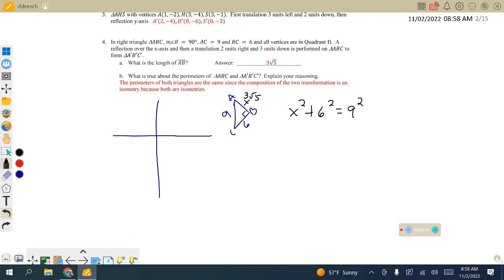And from where it started off to where it ended, it's still going to be the same perimeter. The perimeters are going to be equal, because again, you're not changing the shape and size of the triangle. The area is going to be the same as well. The area doesn't change, the perimeter isn't going to change. It's all going to be the same because it's an isometry.